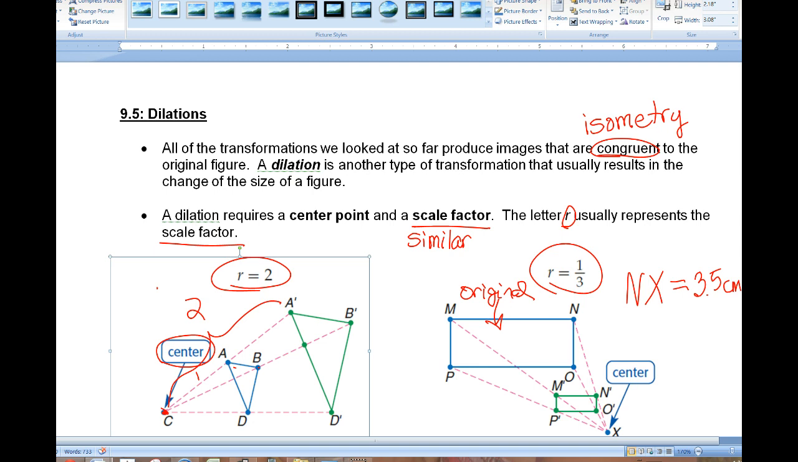So, how do I find n prime to x? Well, if this is 1/3, I would take 1/3 times 3.5, or 3.5 divided by 3. It's an approximation. So this is going to be about a little bit bigger than 1 centimeter would be the distance. No, because a third of 3 is 1. What's a third of 5?